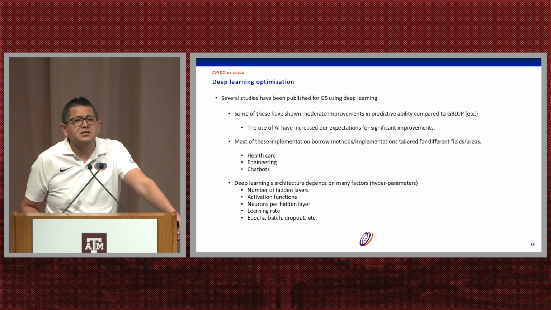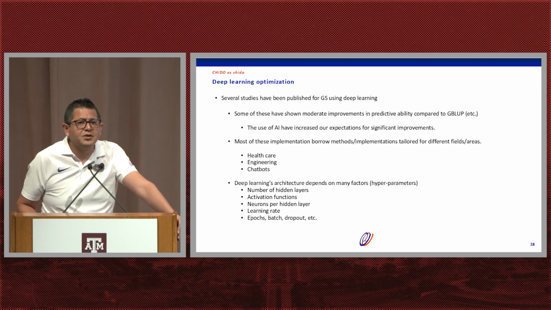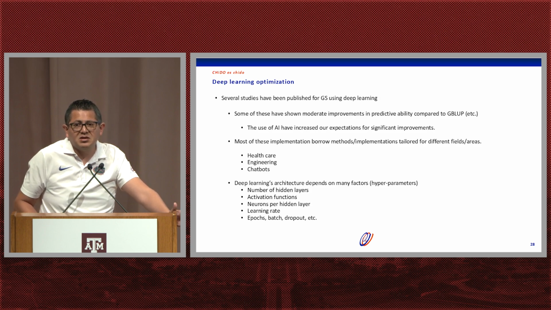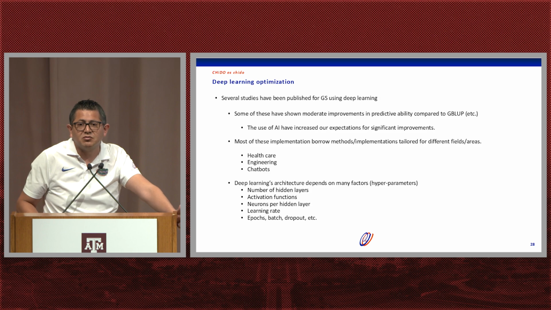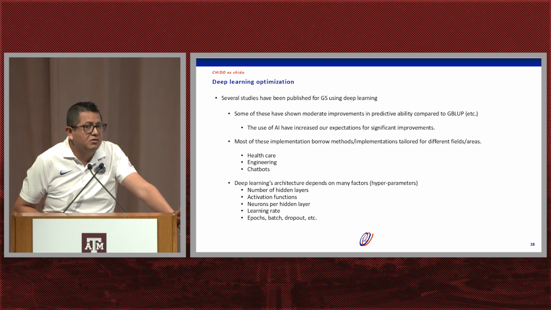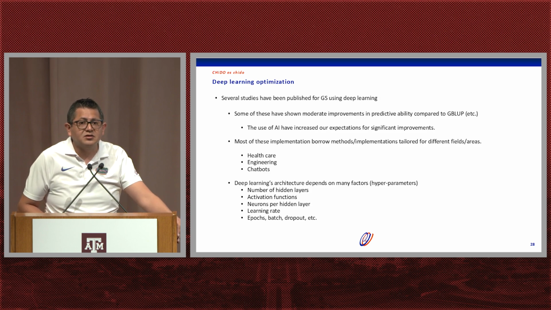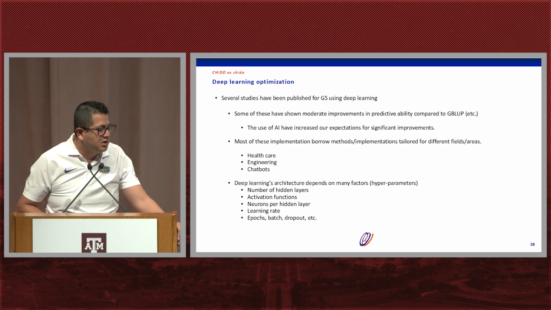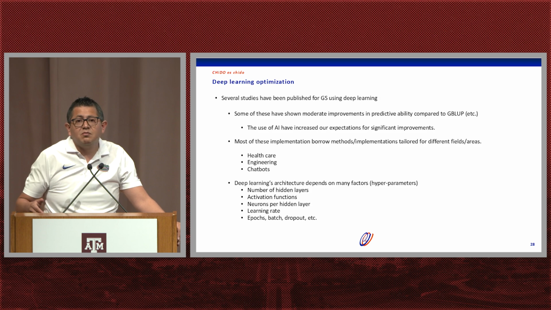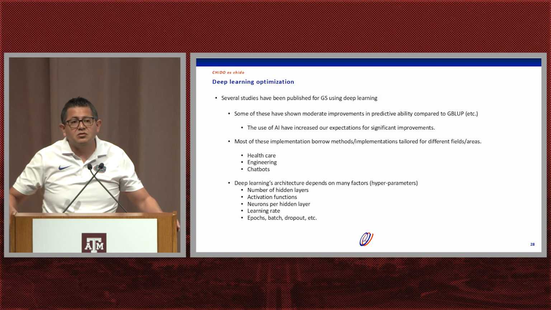So as we know, several studies have been presented mentioning the use of deep learning in genomic selection. Some of these have shown moderate improvements, but in general, we don't see that significant improvements with respect to the conventional tools that we have, like the G-BLUP model, for example. So we know that AI is increasing our expectations to significantly improve the results compared with the conventional tools.